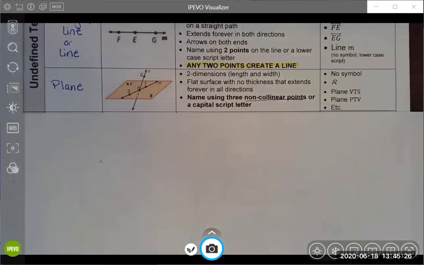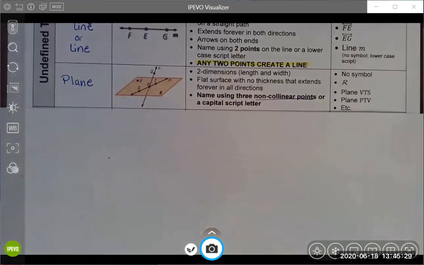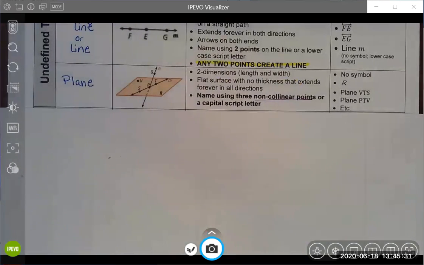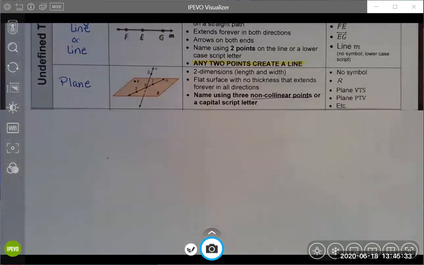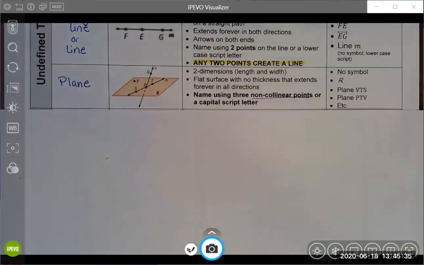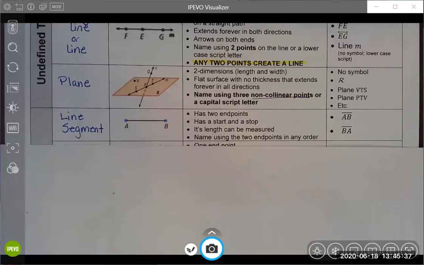Okay, so those are the 3 basic things that in geometry we just assume to be true. We can characterize them, but they don't have a strict definition. The rest of the terms we can actually define.